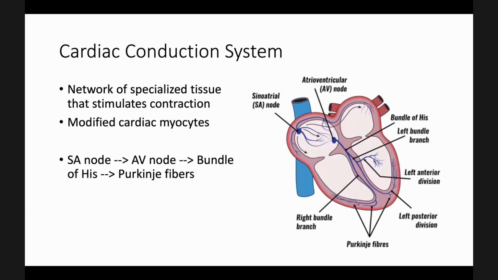So you know that there's a cardiac conduction system. Usually the cardiac cycle starts with the SA node, then it goes to the AV node, then the bundle of His, then the Purkinje fibers. These are actually modified cardiac myocytes doing all these things.